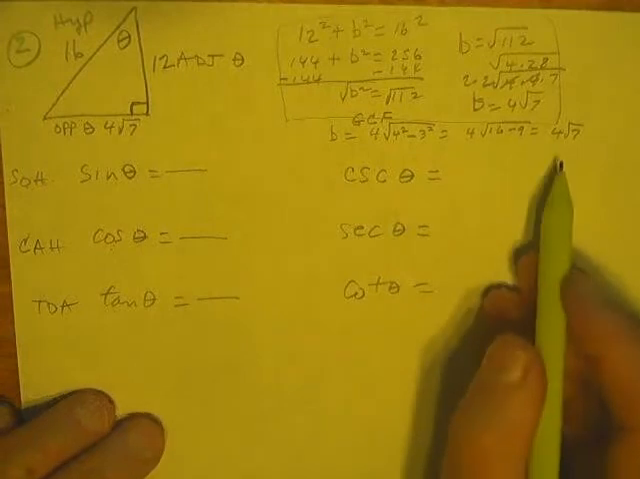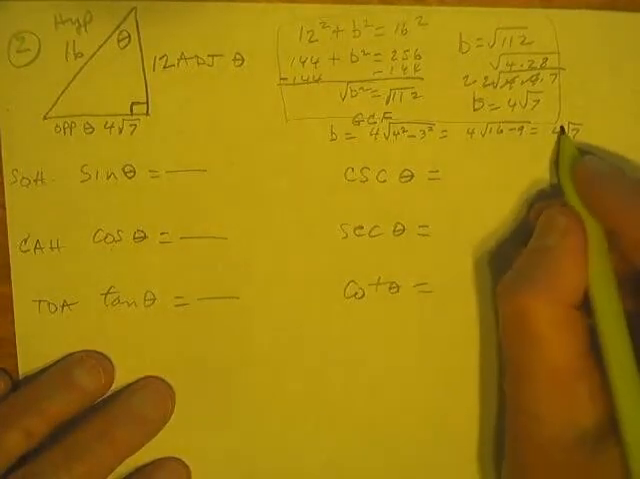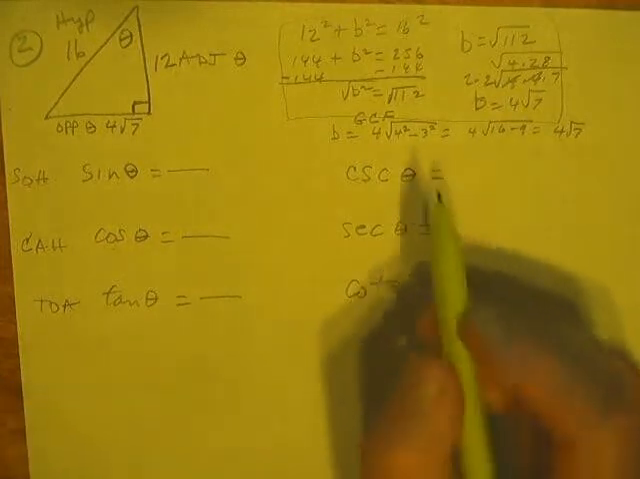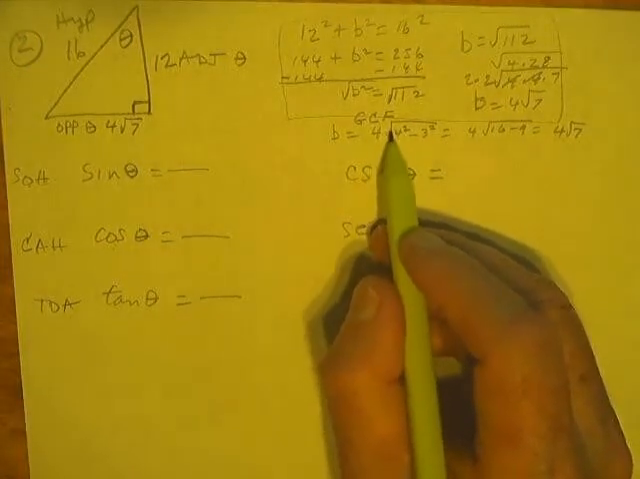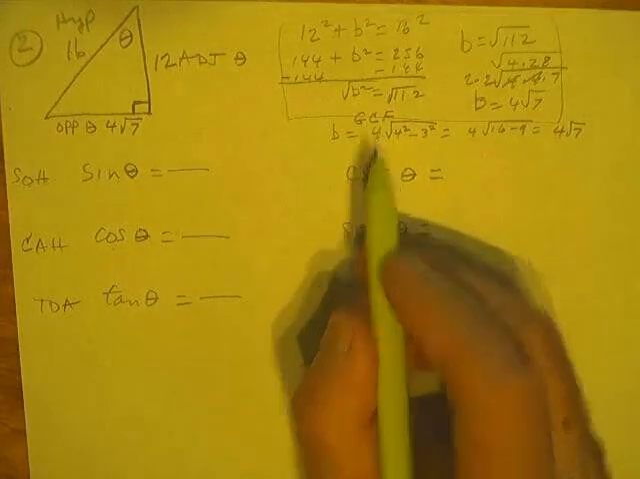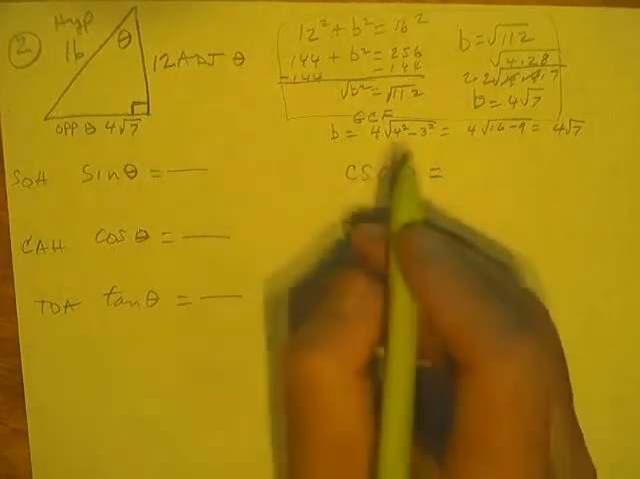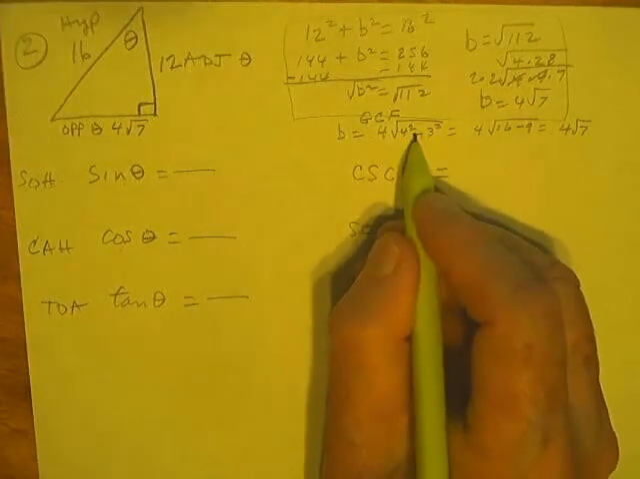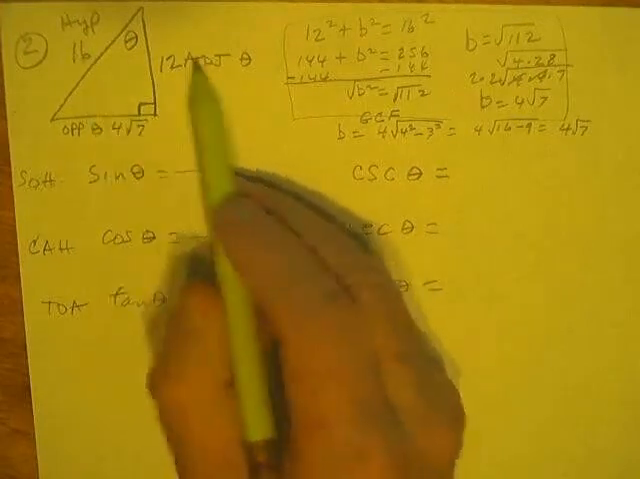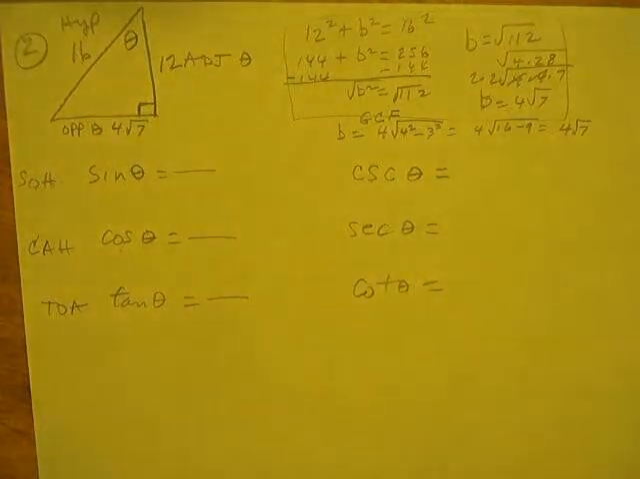So you can get there faster, or you can do it the long way. I don't care. But the greatest common factor is going to live in front of this radical. And then you just divide the greatest common factor into 16 and you get 4, and into 12 and you get 3. Now if it's these two sides you add, if it's the hypotenuse and one other side you subtract.